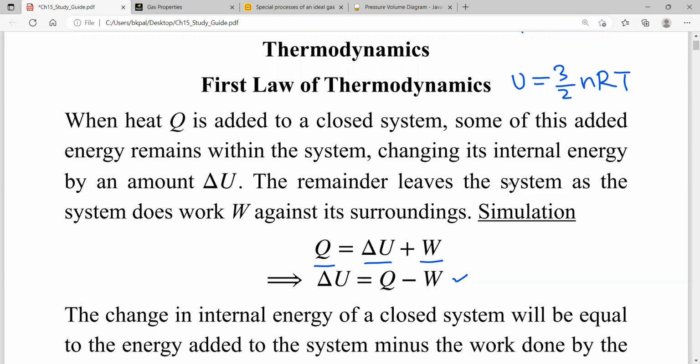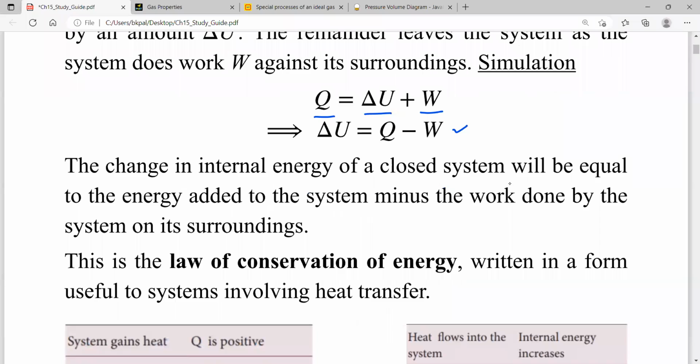Now, in the last chapter, we saw that Q is positive when heat enters the system, and Q is negative when heat leaves the system. Now, for work done, we also have positive and negative signs.